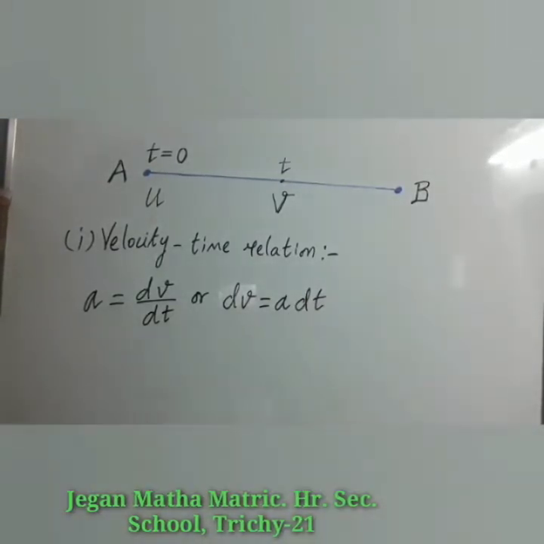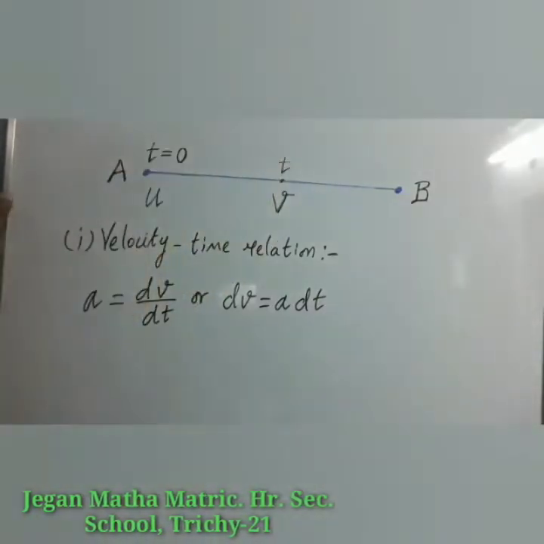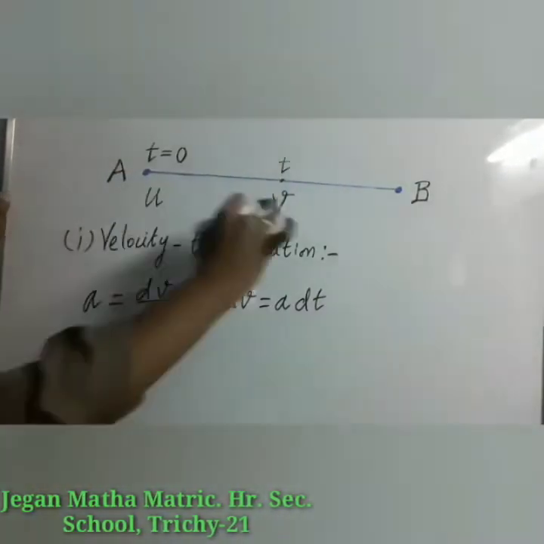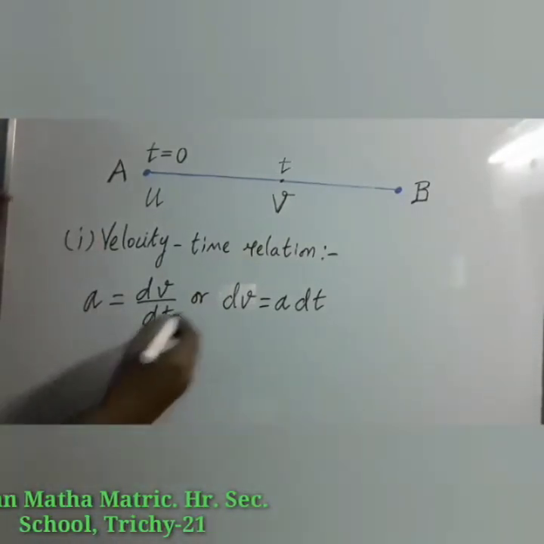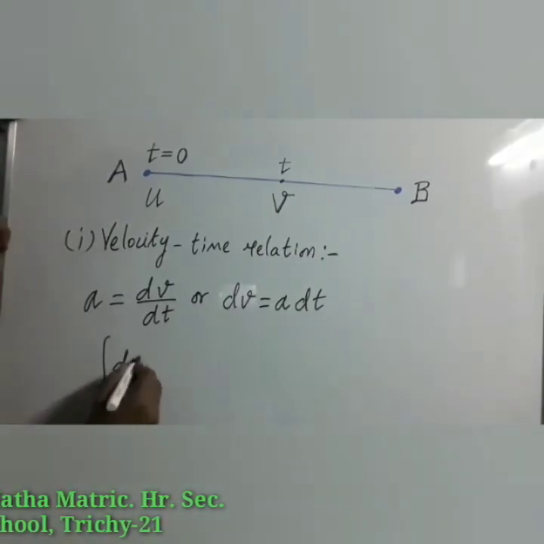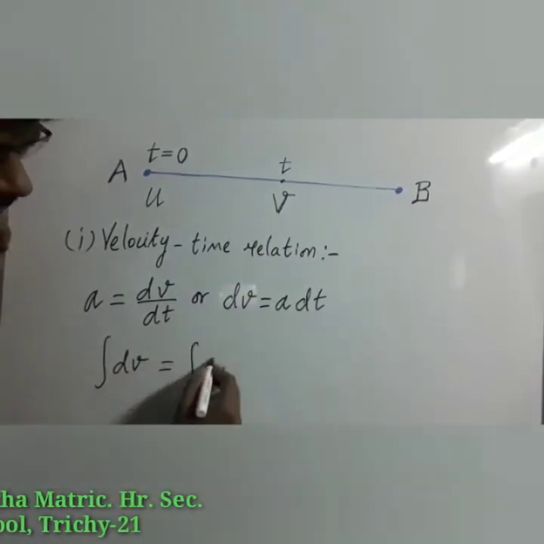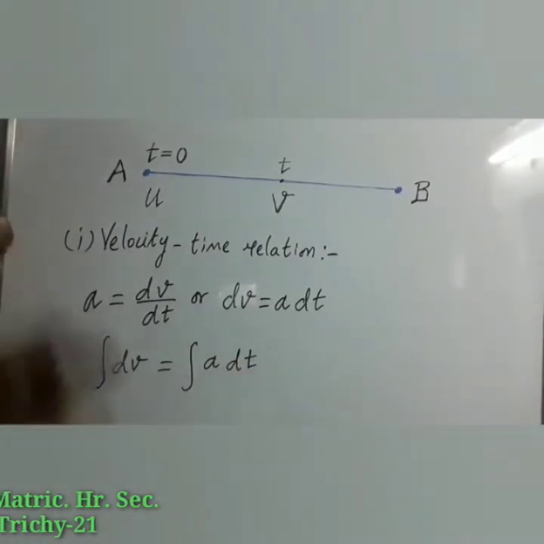Integrating both the sides with the conditions that time changes from 0 to t and the velocity changes from u to v. So here acceleration is constant value. So this equation has to be integrated. So integration of dv is equal to integration of a dt. Here we have to apply the upper limit and the lower limit.